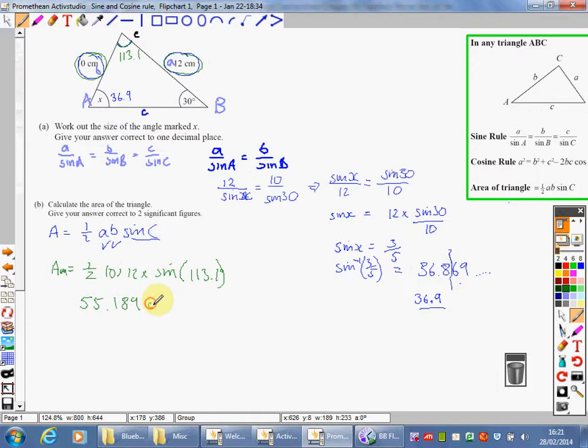And that comes out to be 55.189 centimetres squared, because it was in centimetres. They wanted the answer correct to two significant figures, so I'm going to have to chop it off there. So it's going to be 55 centimetres squared. Okay, that's the question done. Let's look at the next question.